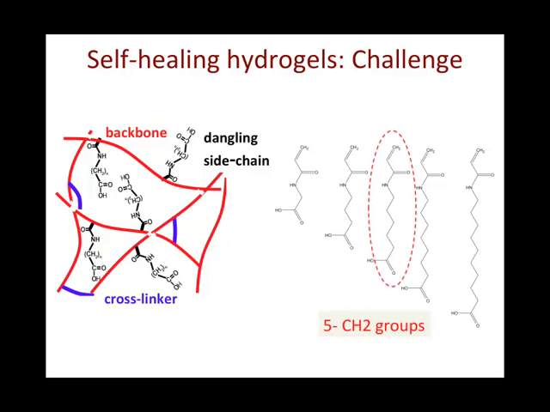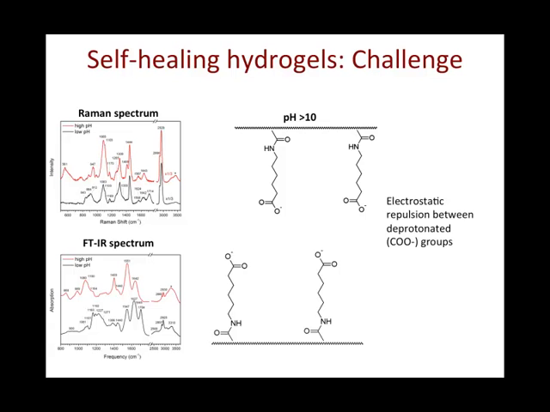When I increase the CH2 groups, I can go from 1, 3, 5, 7, and 10, so I'm increasing the chain length. We can only heal the material when we have this length, that is 5 CH2 groups. At a pH above 10, these groups are COO minus. That means you have one negative charge here and another negative charge here, and when they come together, they don't like it because they have the same charge, they repel. So there is an electrostatic repulsion.